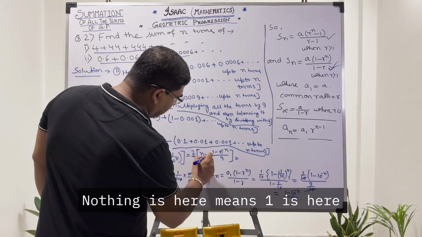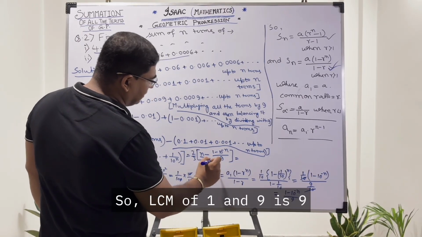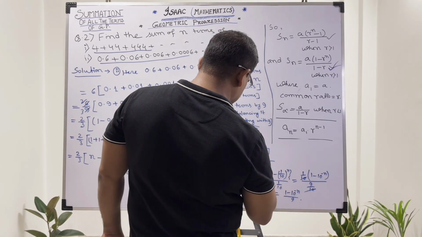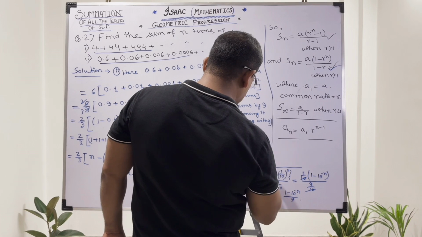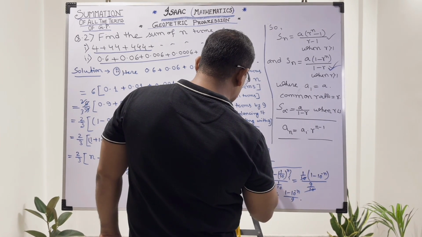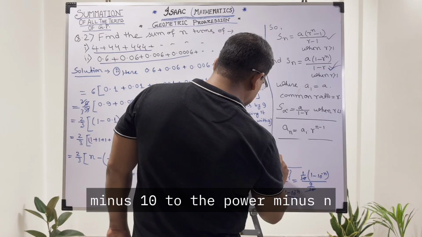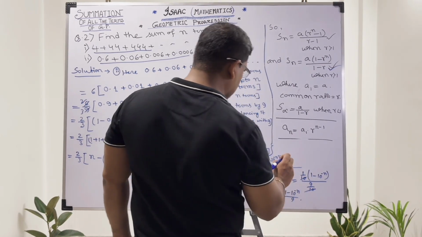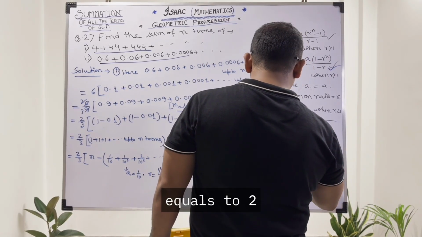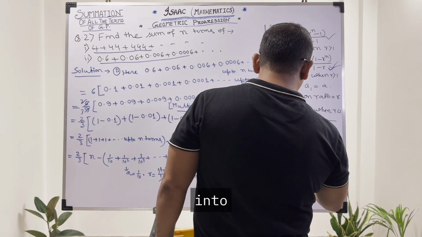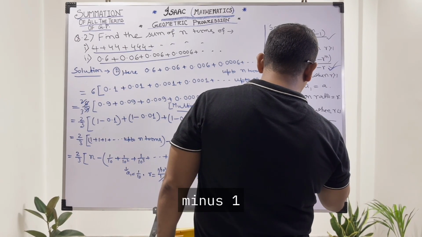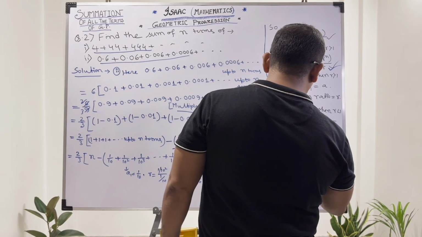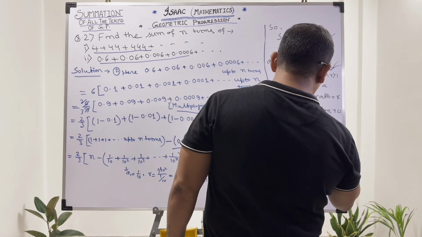Nothing is here means 1 is here. So LCM of 1 and 9 is 9. So 2 by 3 whole into 9n minus of 1 minus 10 to the power minus n equals to 2 into 9n minus 1 plus 10 to the power minus n by 27. Okay.